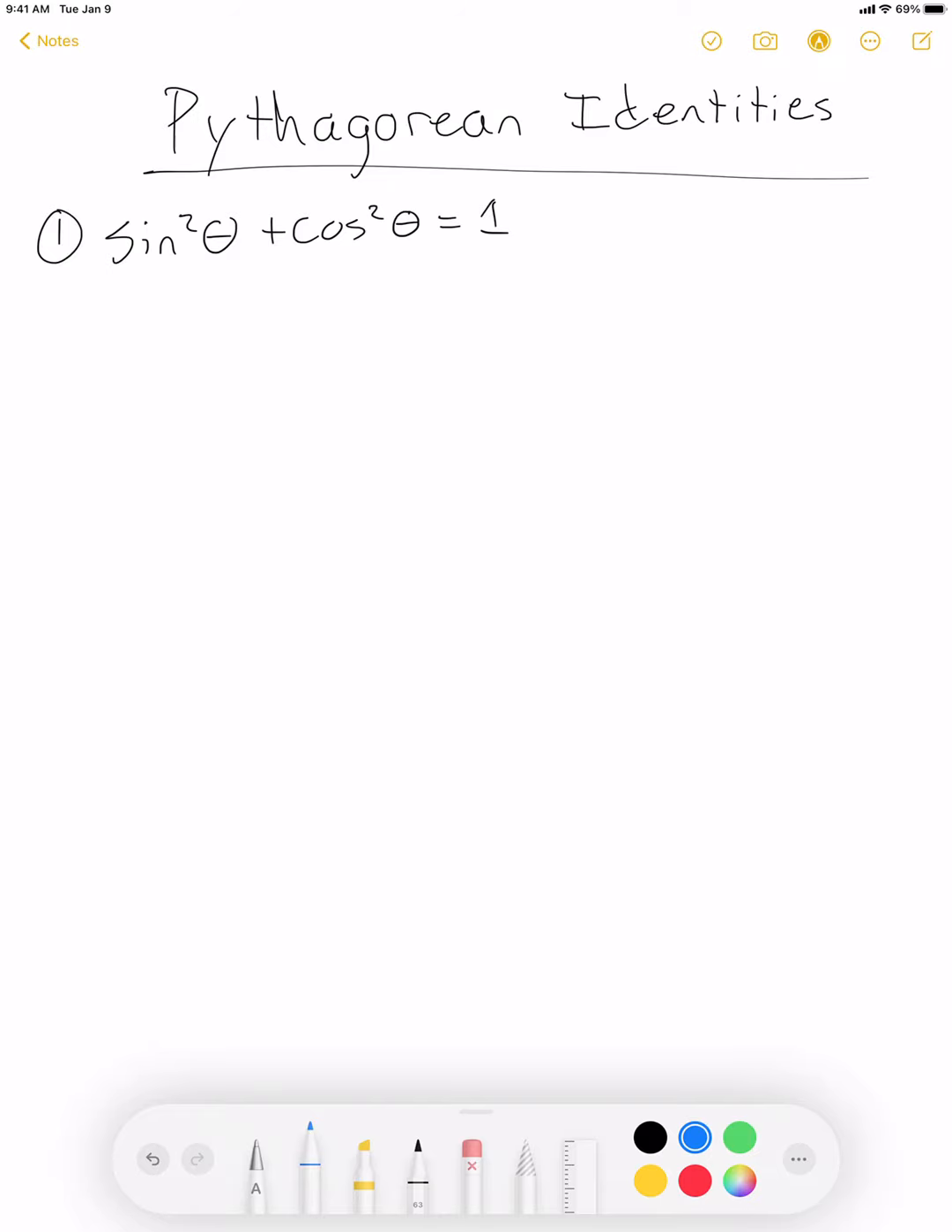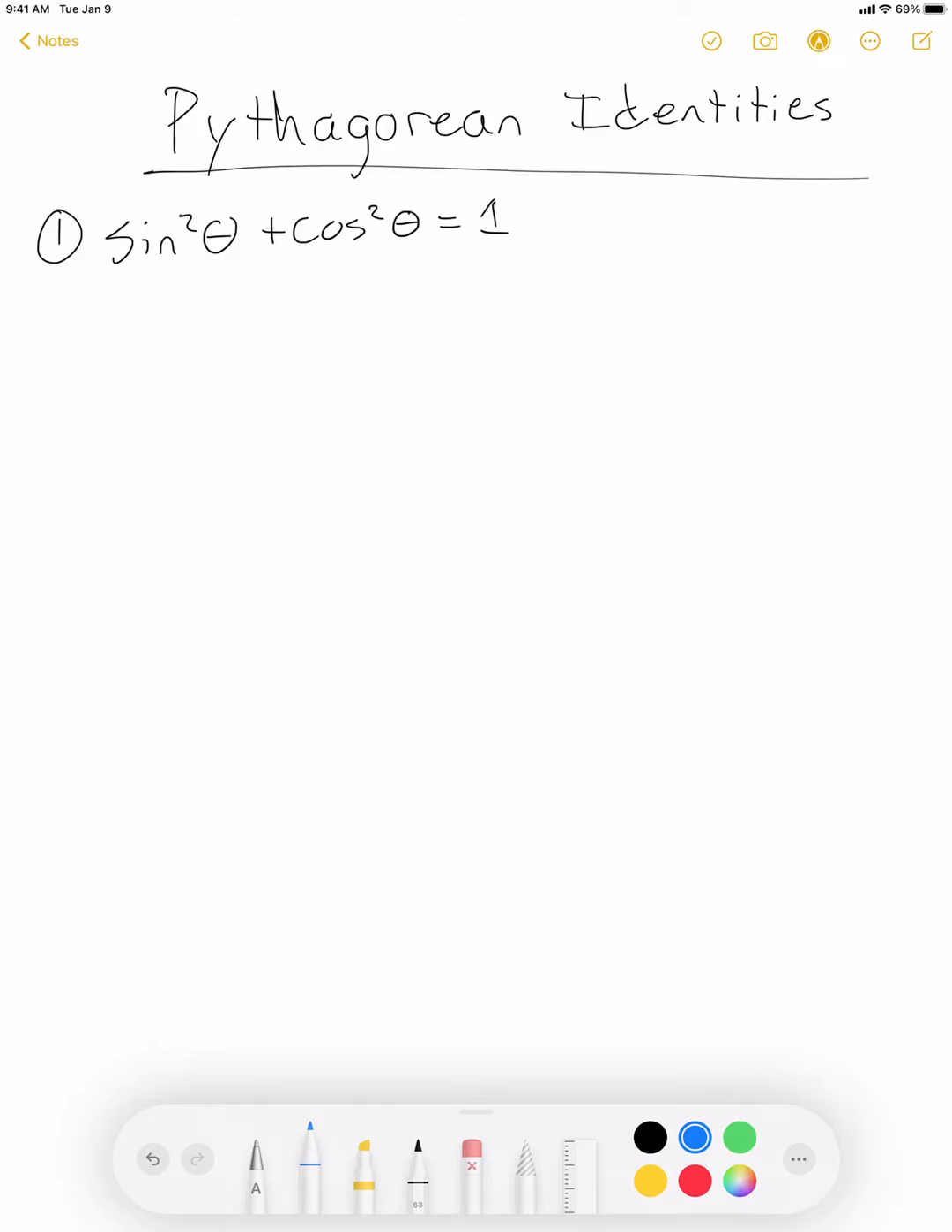Alright, so today we're going to talk about Pythagorean identities. So we know the Pythagorean theorem, that a squared plus b squared equals c squared. This is similar, but the first identity is sine squared of theta plus cosine squared theta equals 1. And then from here we're actually going to build two other identities from this.